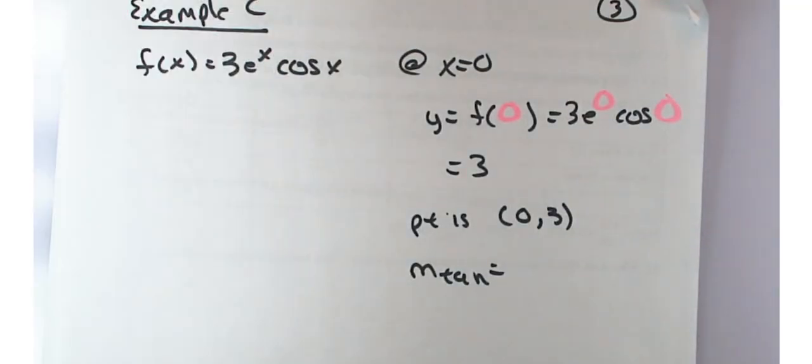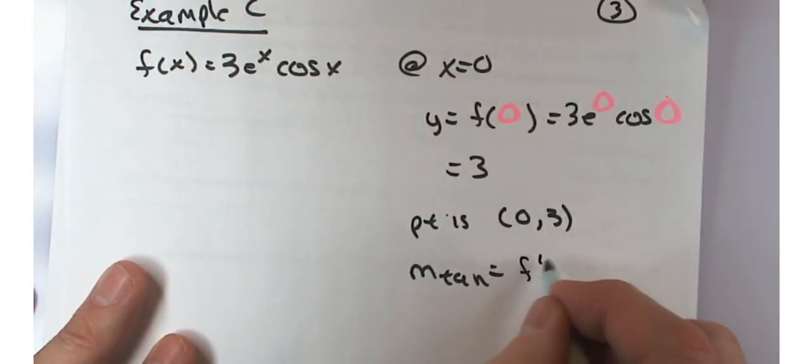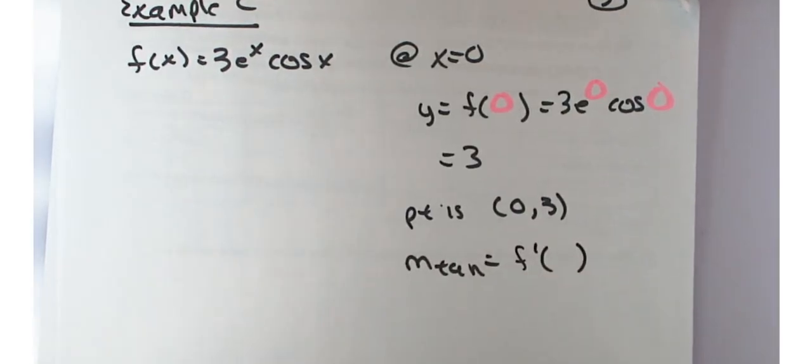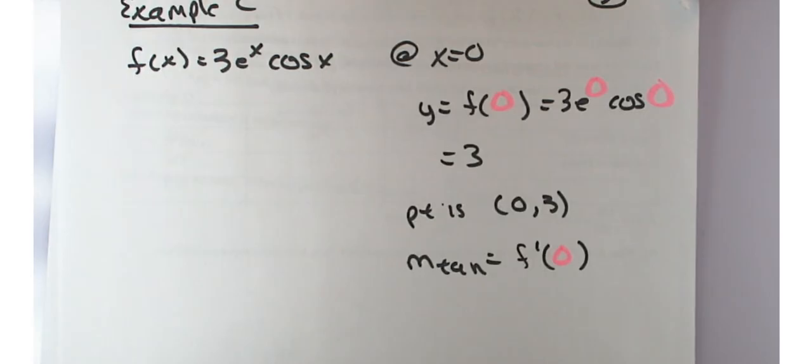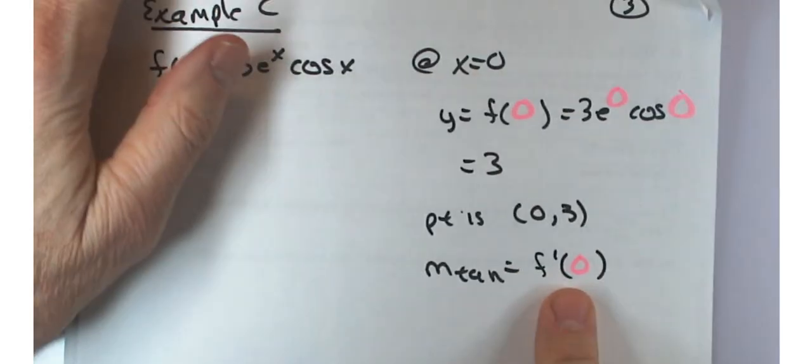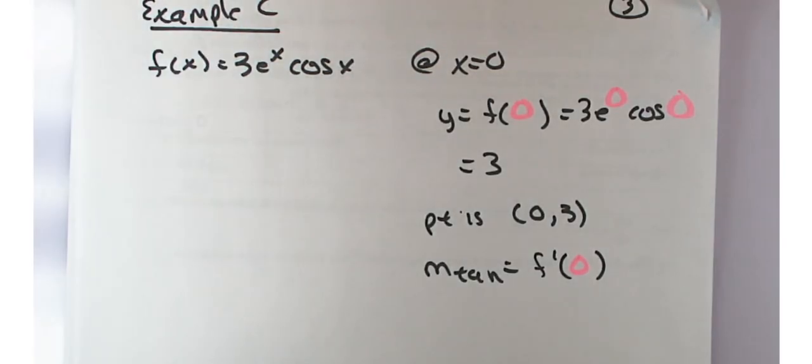What's going to tell us the slope of the tangent line there? Find f prime. Yeah, we're going to find f prime. So that's going to be f prime at 0. So we're going to need to find the derivative then, because it's the derivative that tells you the slope of the tangent line.